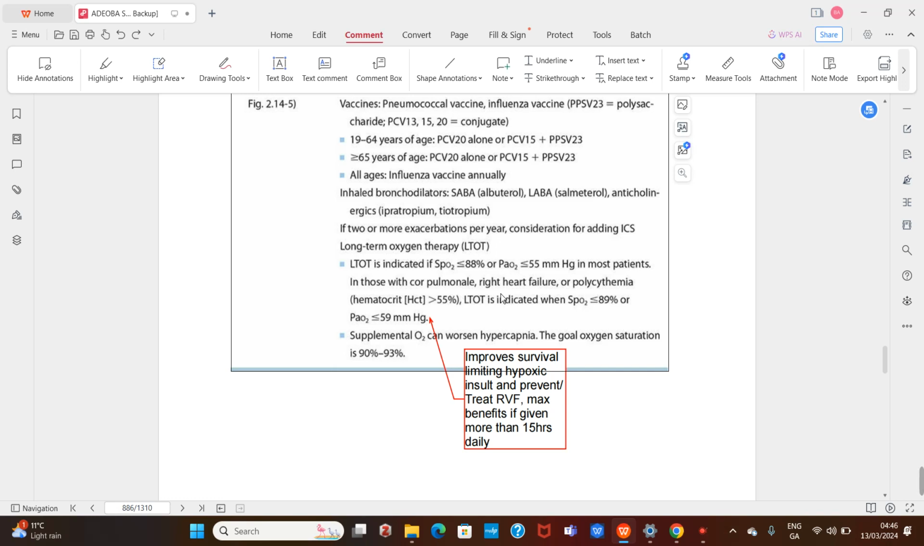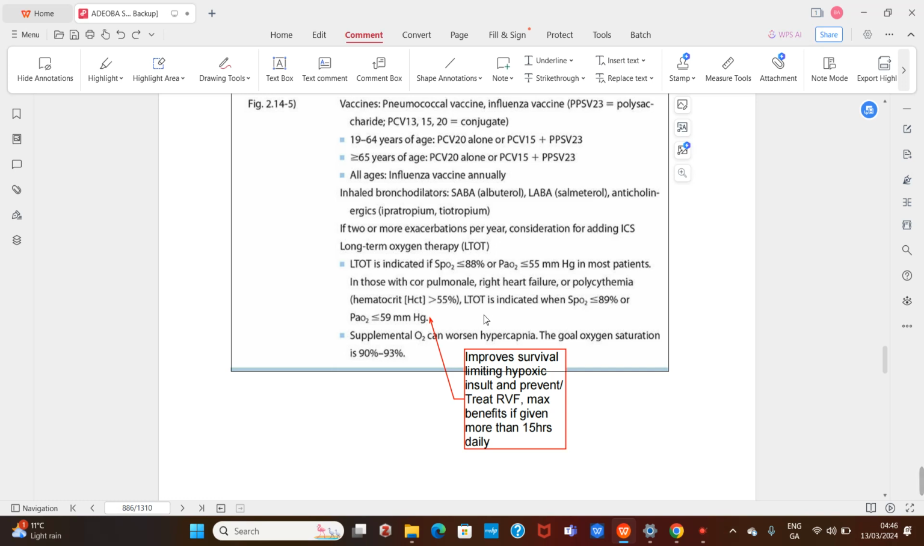So in that kind of person, you will not wait for their SpO2 to decrease to 88. You have a higher threshold in them. So their own threshold is 89. When the SpO2 is 89 or less, or their PaO2 is 59, that's when you give them long-term oxygen therapy, take home. So a normal person, SpO2 is less than 88 or PaO2 is 55. People that have polycythemia or pulmonary hypertension, when their PaO2 is less than 59, SpO2 is less than 89%.